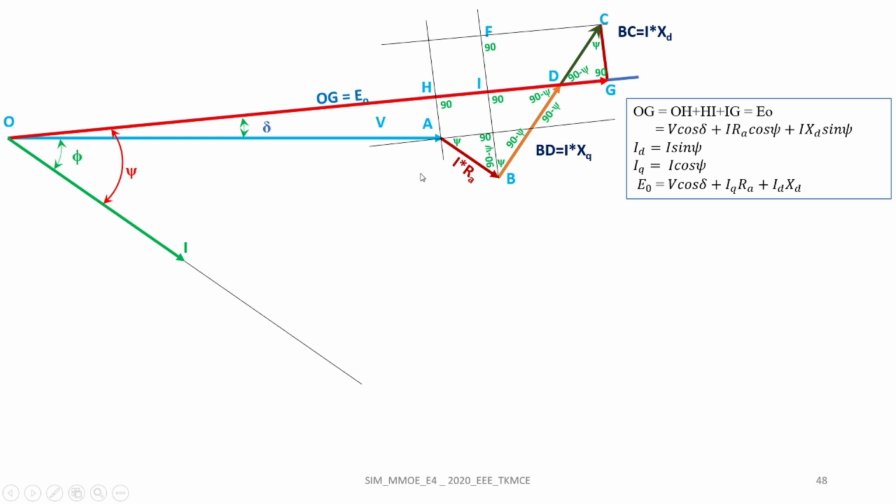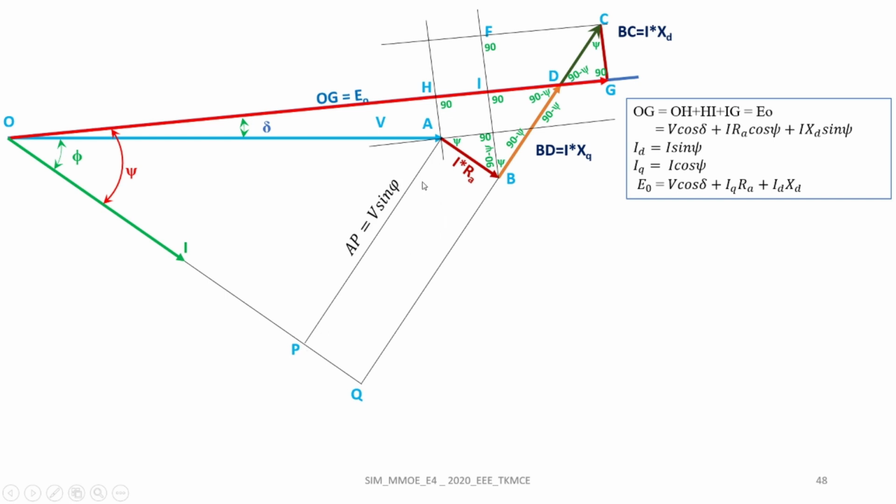Then we need to draw two perpendiculars from tip A and B as shown here, so that this angle is 90 degree and this angle is also 90 degree. Let this meeting point be P and Q. Now let's consider this right angle triangle OPA. In this right angle triangle OPA, the hypotenuse is V and this angle is phi. Therefore, AP is equal to V sin phi and OP is equal to V cos phi.